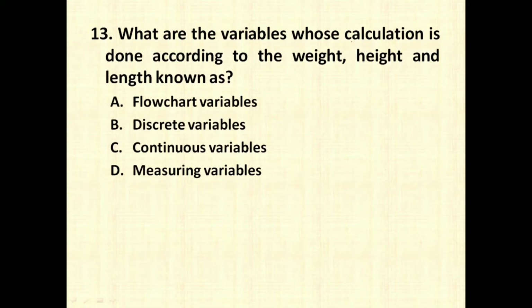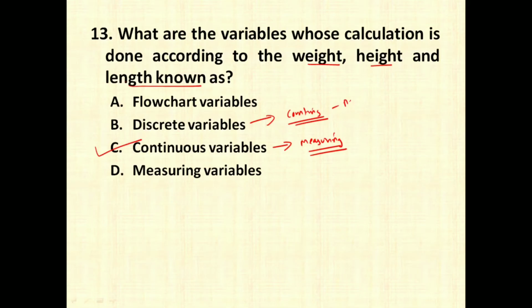What are the variables whose calculation is done according to weight, height and length known as flowchart variables, discrete variables, continuous variables, measuring variables? So right answer is option number C, continuous variables. Continuous variables are those which are obtained by measuring. So whenever you measure a particular thing and find out, then it is called as continuous variable, like weight, height, length. Discrete variables are those which are found out by counting. So if you can get a number by counting, those are called as discrete variables.